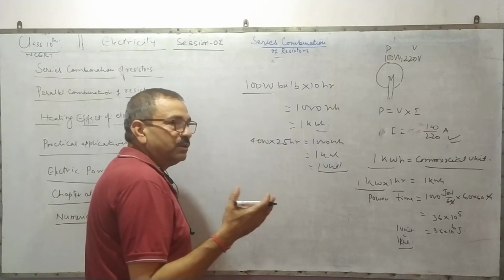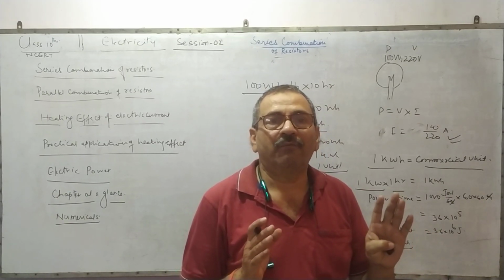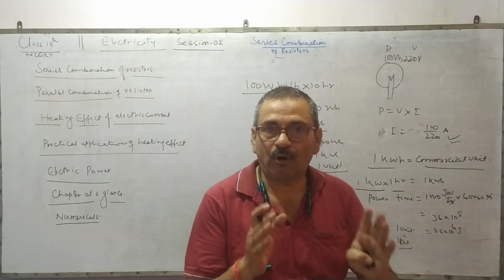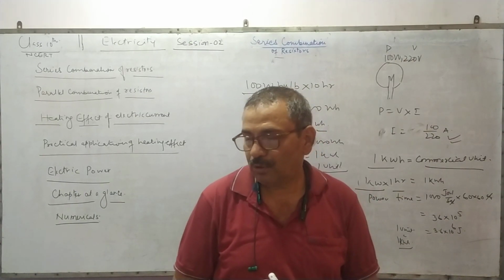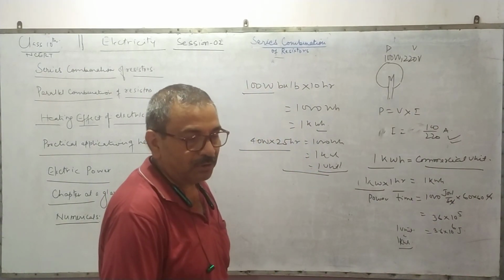So which one is better? 40 watt tube or 100 watt bulb? So 40 watt tube is better. You will select 40 watt electric tube. So this is called 1 unit of electricity.